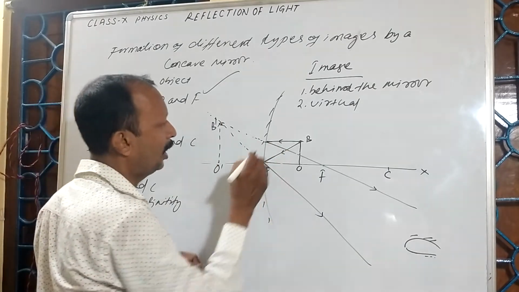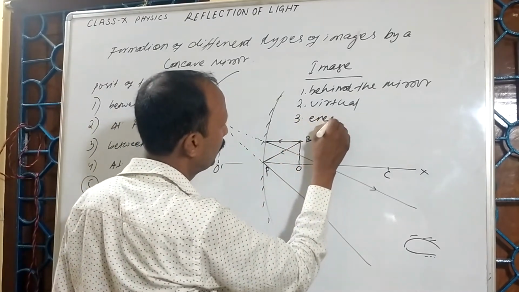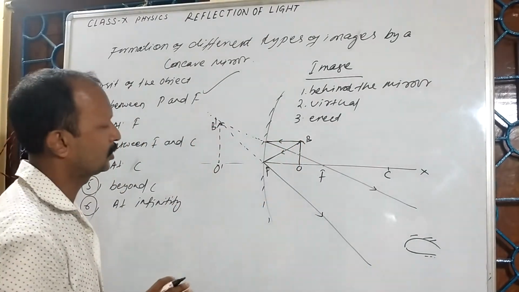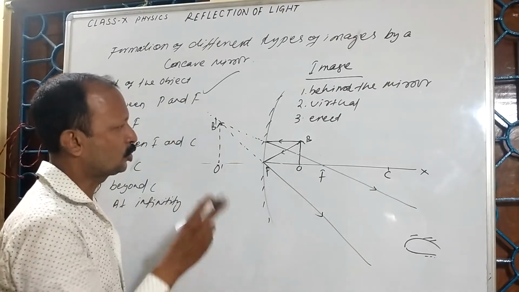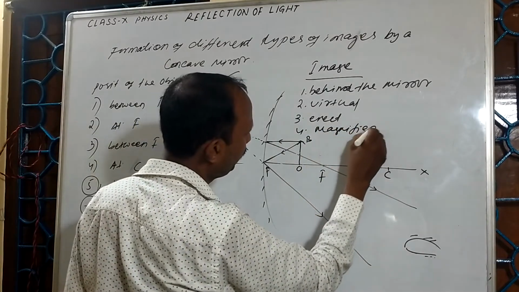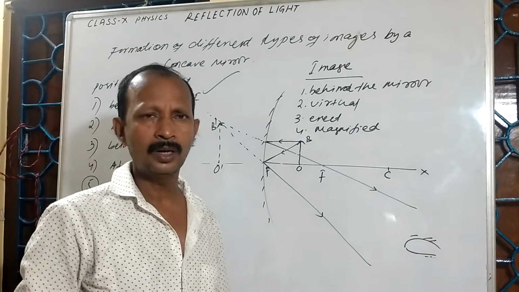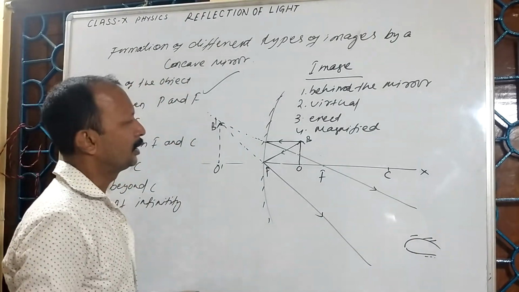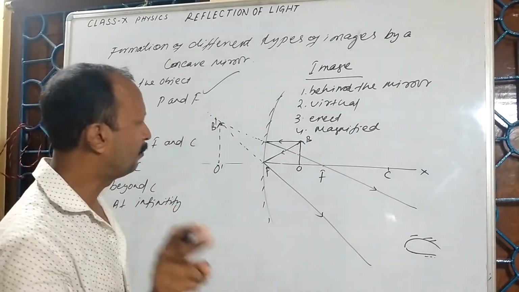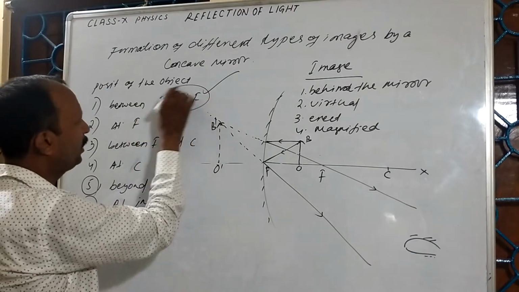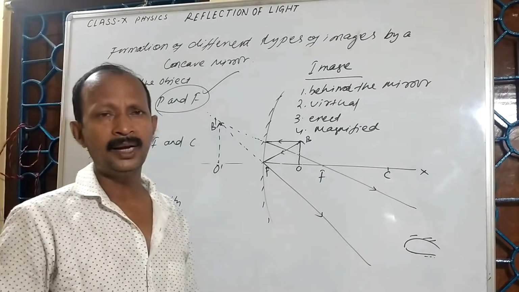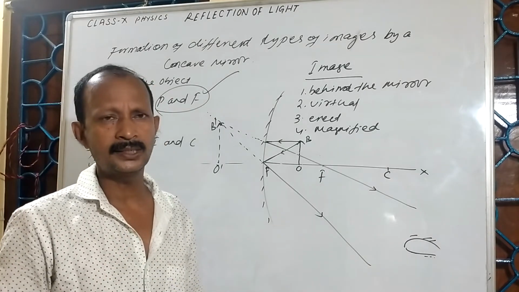Image. So virtual. Third point is erect. Standing as it is. Arrow mark upwards. Here also arrow mark upwards. So behind the mirror, virtual, erect. Fourth one is the magnified. So this is about the characteristics of the image formed by a concave mirror when the object is placed between pole and focus.